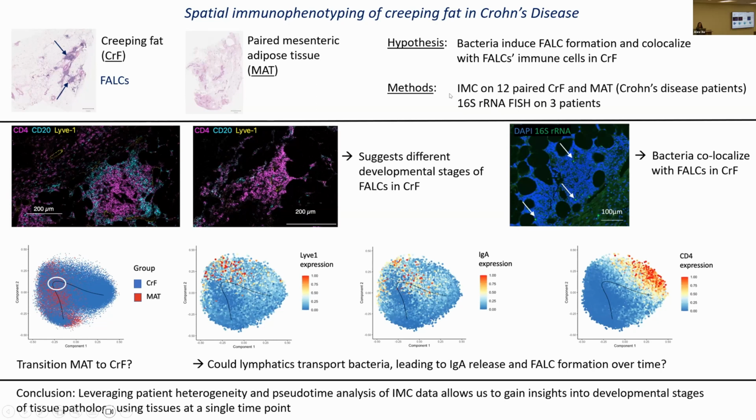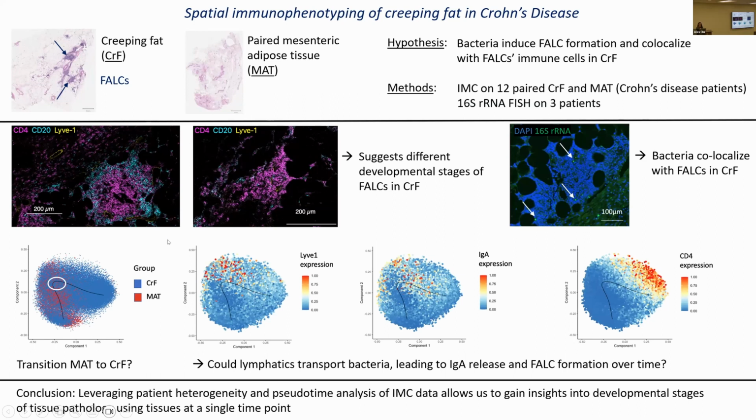And so to study this, we did IMC on 12 paired creeping fat and MAT samples from Crohn's disease patients. And we also did FISH using a probe targeting all bacteria. And so the IMC images showed us that the FALCs in the creeping fat are heterogeneous, with some FALCs showing B cells at the periphery with CD4 T cells in the middle, while other FALCs have a mix of B and T cells with no specific spatial localization. And so suggesting that there are different developmental stages of the FALCs. And then the FISH showed us that the bacteria here are present inside the FALCs.